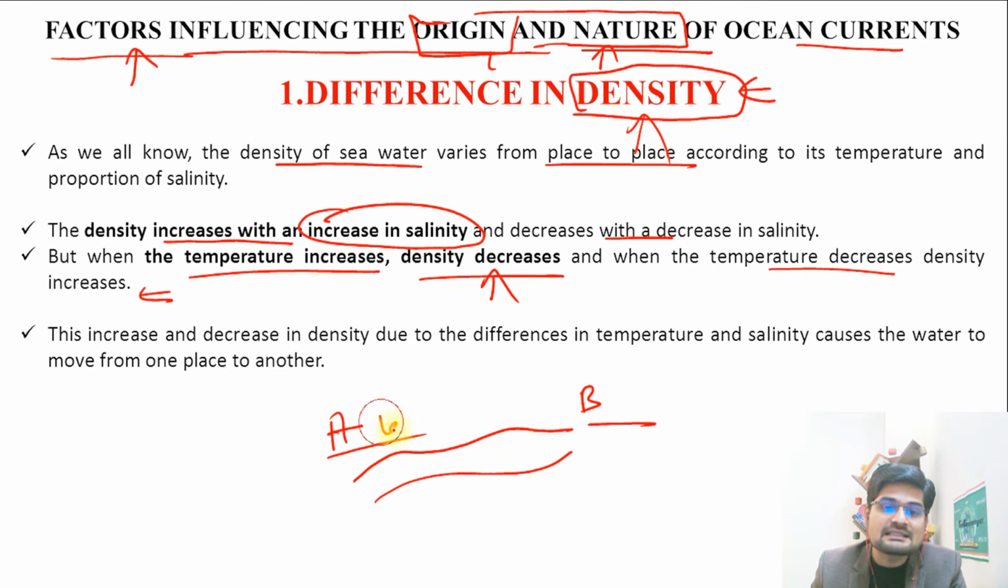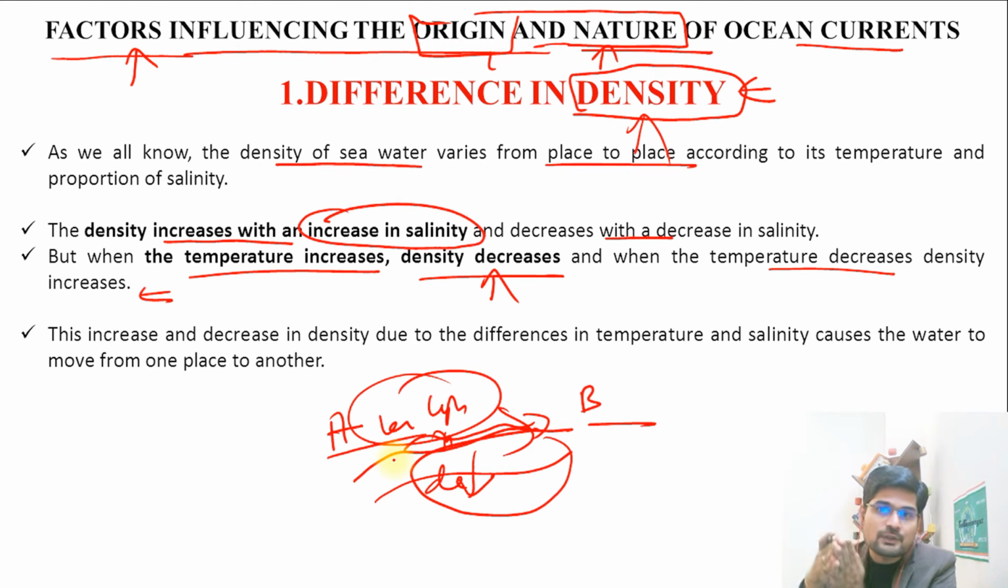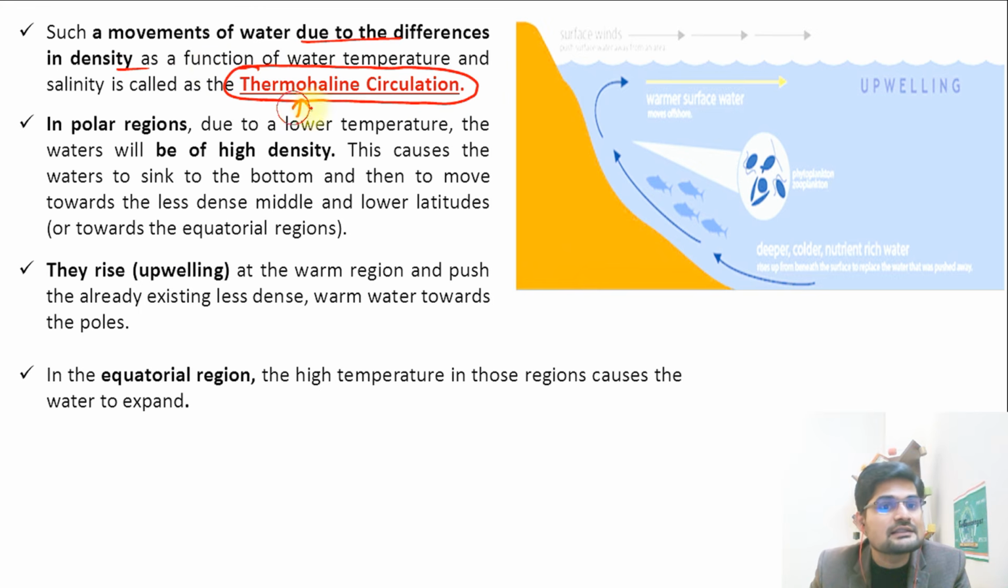Because remember, if water is less dense, it is lighter, and if it is lighter, it is on the surface. Dense water is beneath the surface, so the lighter water will move quickly, and then there will be a circulation in a definite path. So this is where density differentials create movement of ocean water in a particular direction, and then it is called ocean currents, as we know. Such movements of water due to differences in density lead to a circulation that we already know as the thermohaline circulation, because it is related to temperature and salinity.